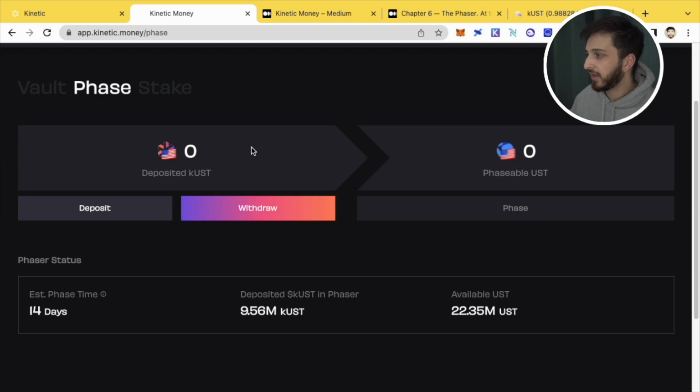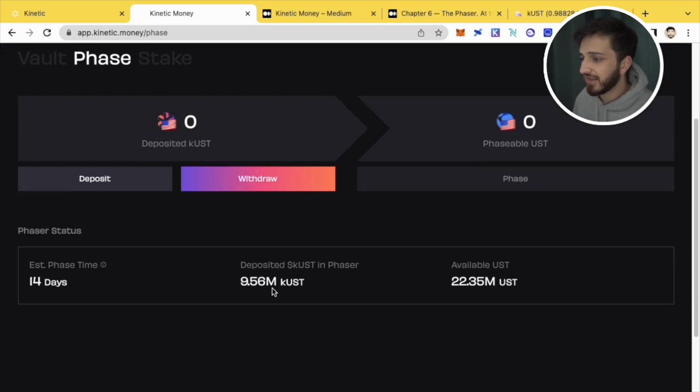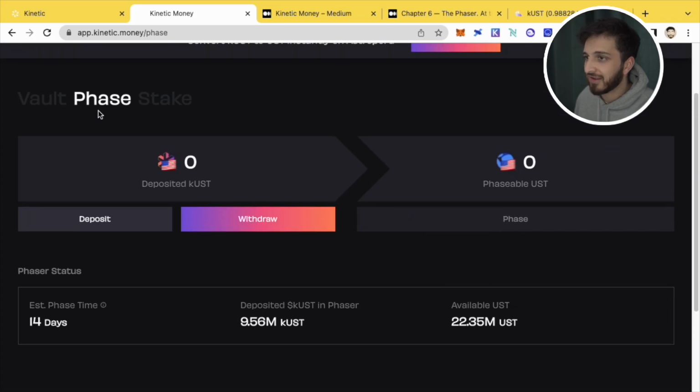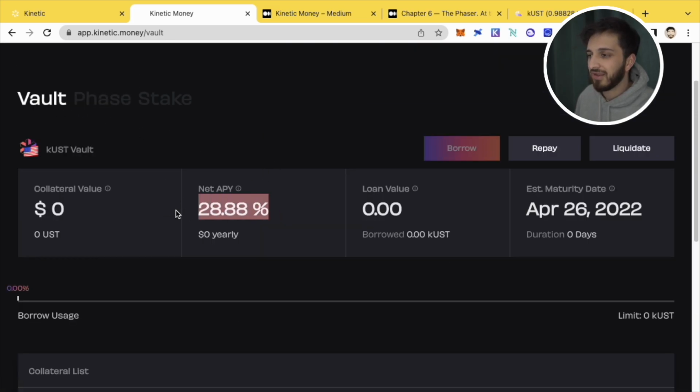And by people buying up KUST, that should increase the price of it, and that should help maintain some level of peg there. And you can see here that currently there's over 9 million KUST in the phaser, but there's 22 million UST available. Now, what that means is that in 14 days' time, if everyone were to withdraw their UST, there's only going to be about 13 million left. Now this UST is also added on to your yield. So this UST has gone into Anchor Protocol as well and given out to the people who are borrowing. Hence why it's over 20%.